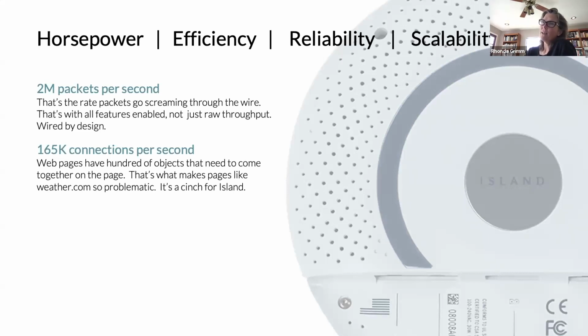We have 165,000 connections per second. So what does that mean? When you go to YouTube or when you go to weather.com, oh my gosh, they have a bazillion little bitty ads, and tracking cookies, and all kinds of stuff. So to actually render that page, you've got hundreds of objects coming in all at once. And each of those is a connection. We can maintain 165,000 connections per second. I think the fastest I've seen is about a third of that on other routers.